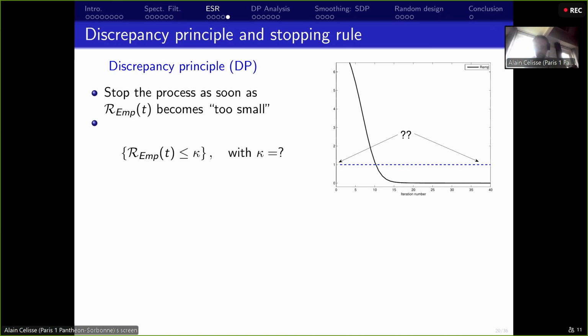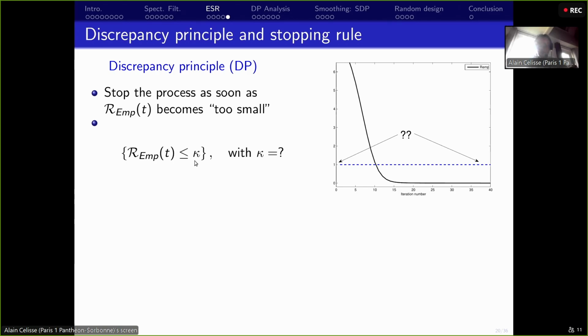So as long as you trust me regarding the previous notions I introduced, now I will introduce the first data-driven stopping rule we will discuss in what follows. As I said, the only thing you have at hand at each iteration is the empirical risk of the output of your gradient descent algorithm after T iterations. So the empirical risk of T. And you see that this curve is unfortunately decreasing. The question is when to stop. And the idea, which is the discrepancy principle, is that we could stop as soon as the empirical risk becomes small enough.